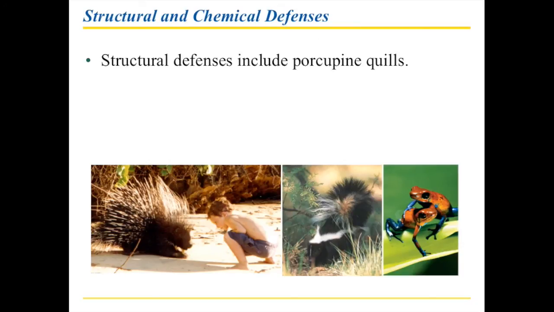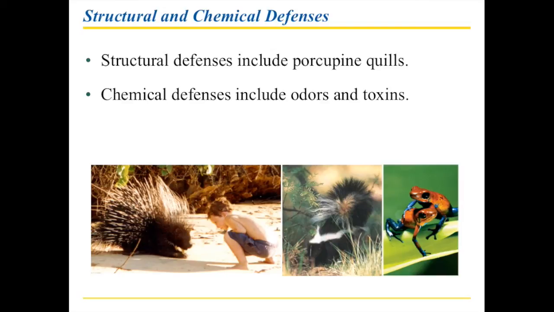Now, among the structural and chemical defenses are lots of interesting ones. Things like porcupine quills, those are obviously pretty serious. I don't know if any of you have ever tried to catch a porcupine, but you have to do that very carefully because they really hurt. Chemical defenses, obviously, things like the odor of a skunk. Some of you probably have experienced that before, and that's pretty nasty. So if you're a predator and you get sprayed, you'll know it. And then toxins like in these little frogs.